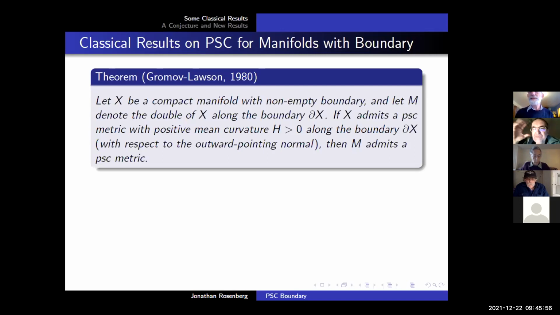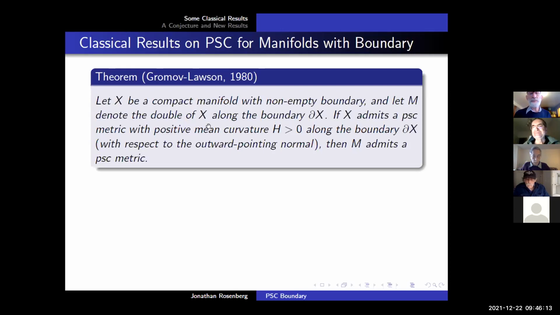May I ask you a completely stupid question? I want to make sure I understand this correctly. When you say the double of X along the boundary ∂X, if I take the unit disk, the double along the boundary would be a sphere? Correct. Yes. Okay.